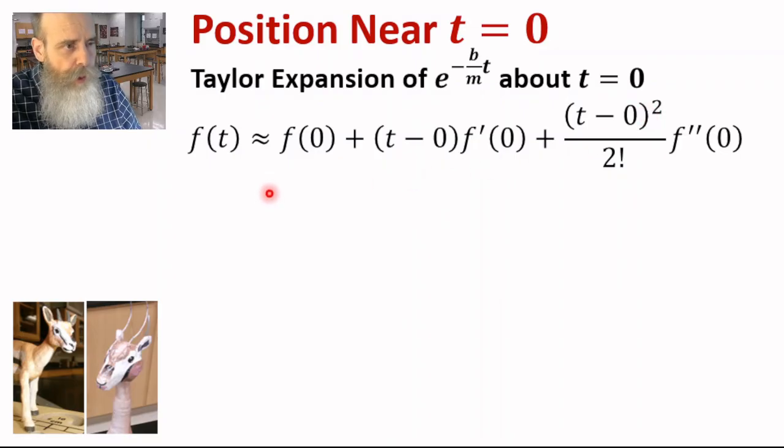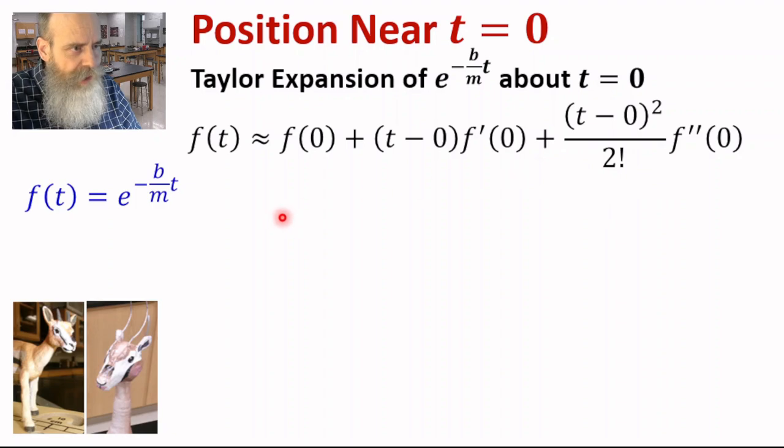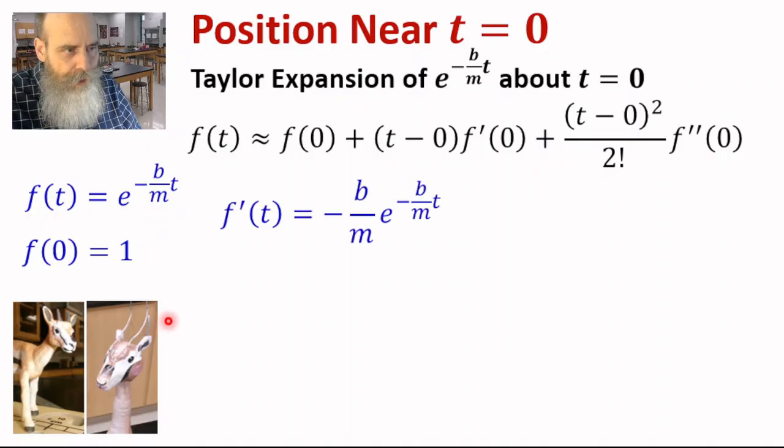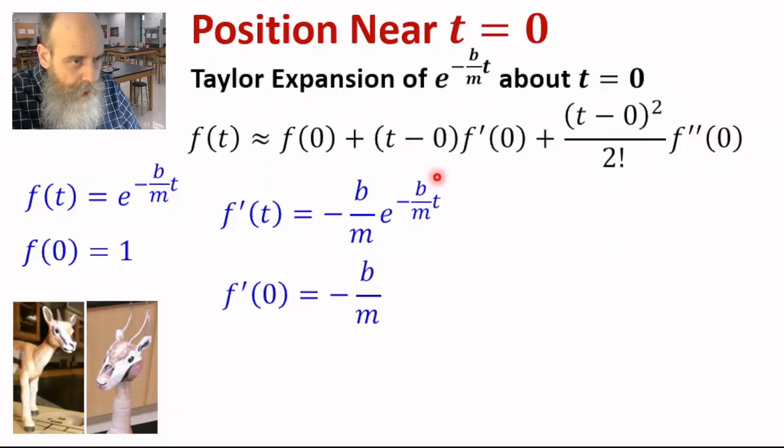So this was Taylor's formula, up to second order in t. f at t equals f at 0, plus t minus 0 times f prime at 0, plus t minus 0 squared over 2 factorial times f double prime at 0. f at t is this. When t equals 0, it is just 1, because e to the 0 is 1. f prime at t: when we differentiate this, we get a factor of negative b over m coming in front, so we get negative b over m times e to the negative b over m t. At t equals 0, this becomes e to the 0, which is 1, so we get negative b over m.